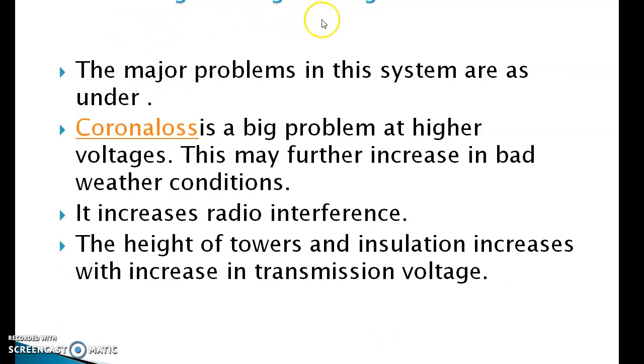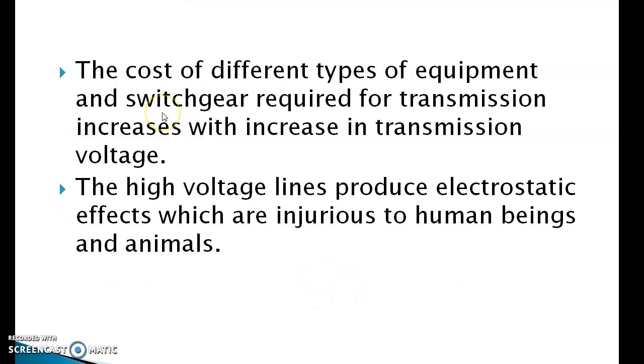Next, disadvantages of high voltage transmission systems. The major problems in these systems are as under. First one, the corona loss is a big problem at higher voltage. This may further increase in bad weather conditions. It increases radio interference. The height of towers and insulation increases with increase in transmission voltage. The cost of different types of equipments and switchgear required for transmission increases with increase in transmission voltage. High voltage lines produce electrostatic effects which are injurious to human beings and animals.